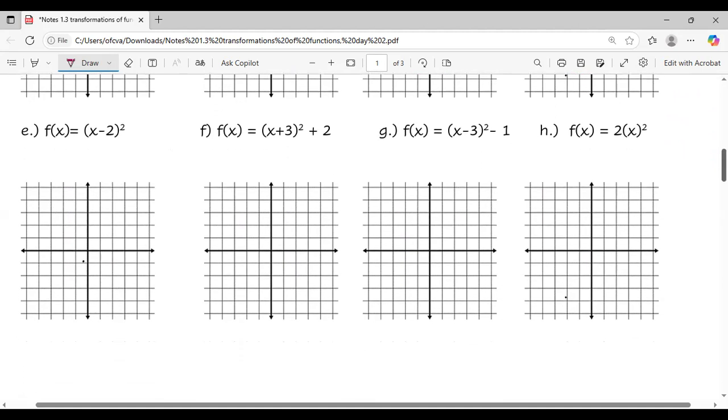So all of these are the same shape. These are all U shape. So x minus 2 squared. There's no a value, so a is 1. Remember, if you don't see a coefficient, your coefficient is 1.